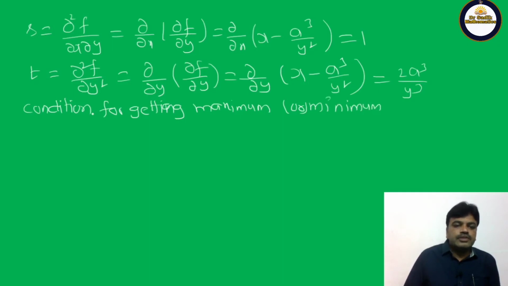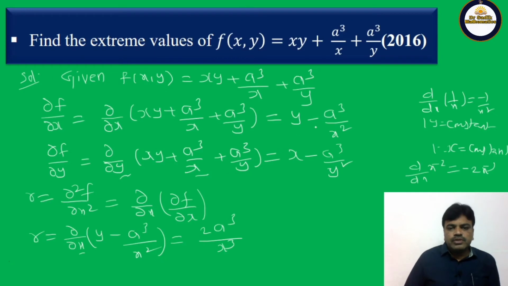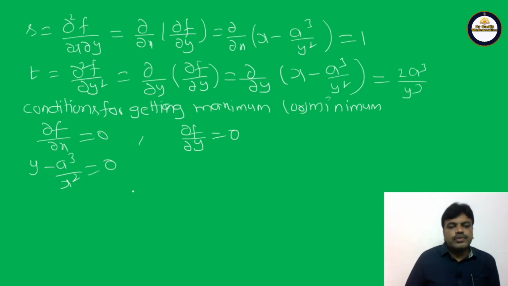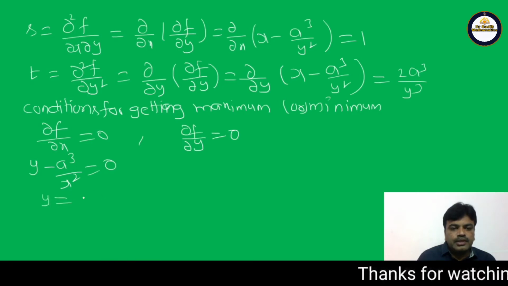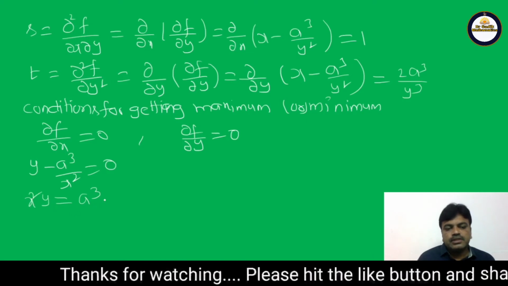What are the conditions? Conditions: ∂f/∂x = 0, ∂f/∂y = 0. Now, what is the ∂f/∂x value? ∂f/∂x = y − a³/x², that is equal to 0. Here we get y = a³/x². So, it can be written as x² y = a³.